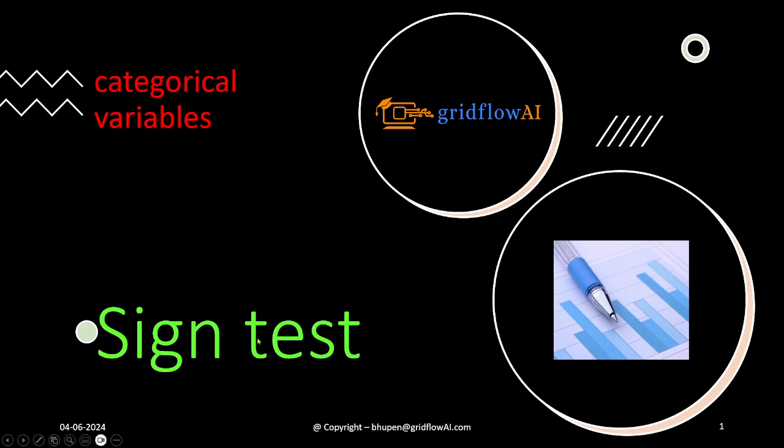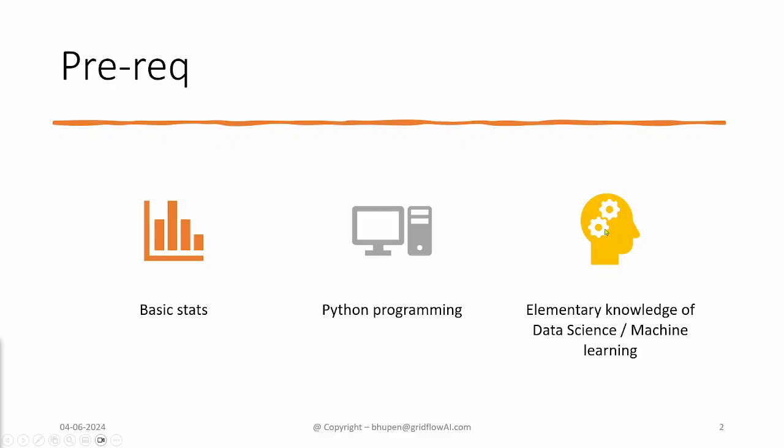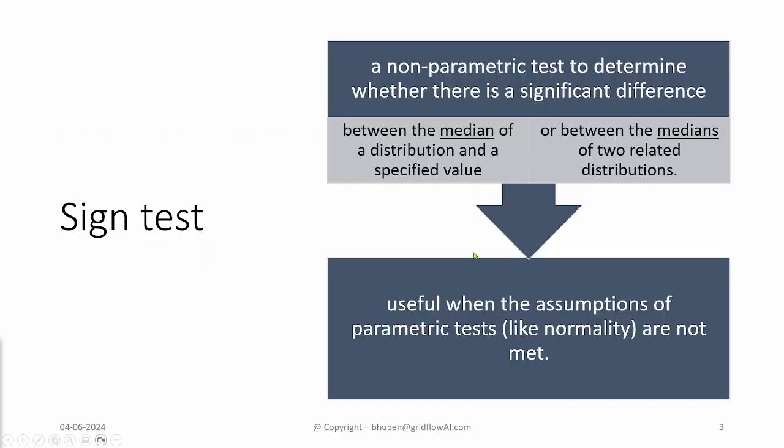So let's get started with the sign test, and we'll see the steps involved in performing it. We'll also see how SciPy in Python can help us do the sign test with just a couple of lines of code. The prerequisites for this video are some elementary knowledge of Python and a basic understanding of probability, the probability density function and the cumulative distribution function.